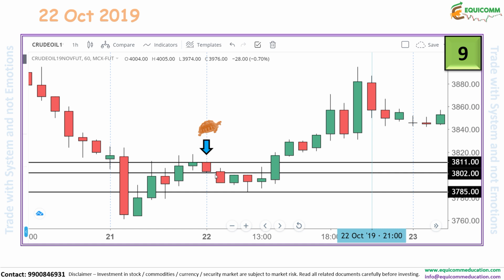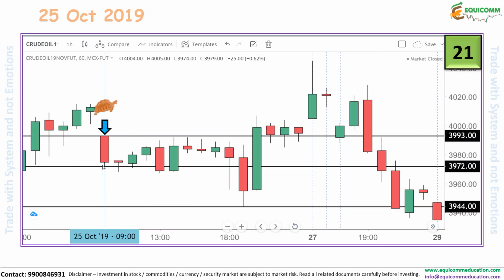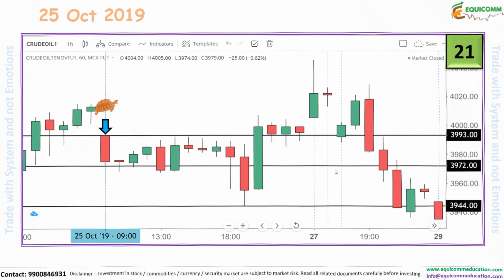I'll take you through another one. Red turtle candle, sold here, and then prices come down till here, and I can clearly see that the target is easily achieved. What rate would we have sold at? We sold at 3,971, and the target is the distance between these two, and we can see the target is achieved here.